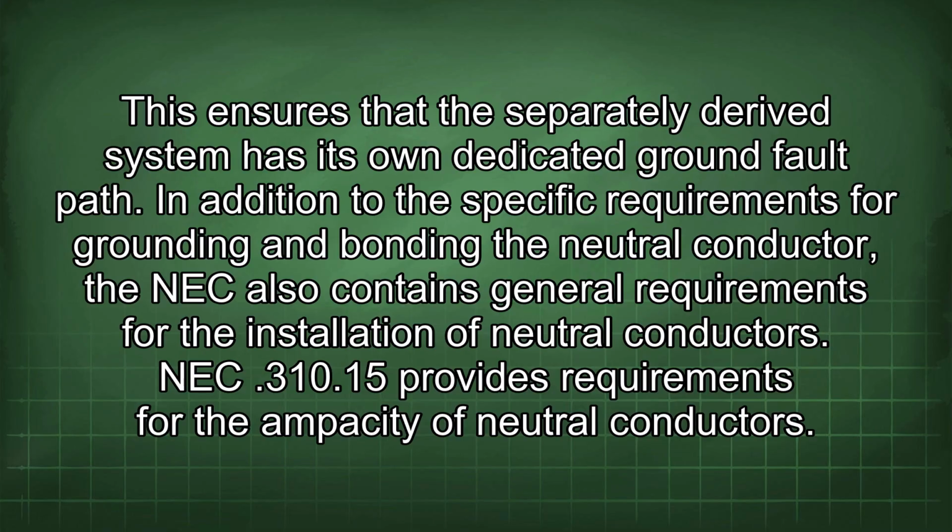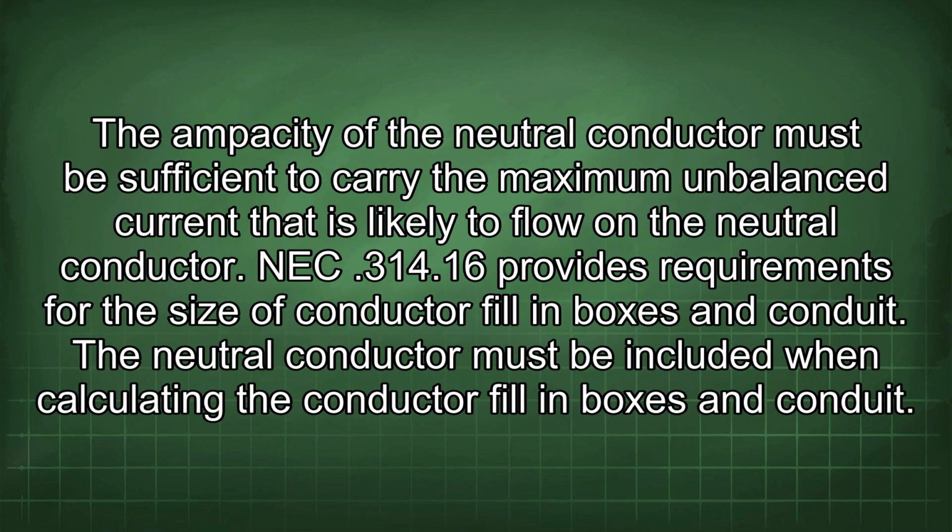In addition to the specific requirements for grounding and bonding the neutral conductor, the NEC also contains general requirements for the installation of neutral conductors. NEC 310.15 provides requirements for the ampacity of neutral conductors. The ampacity of the neutral conductor must be sufficient to carry the maximum unbalanced current that is likely to flow on the neutral conductor. NEC 314.16 provides requirements for the size of conductor fill in boxes and conduit. The neutral conductor must be included when calculating the conductor fill in boxes and conduit.